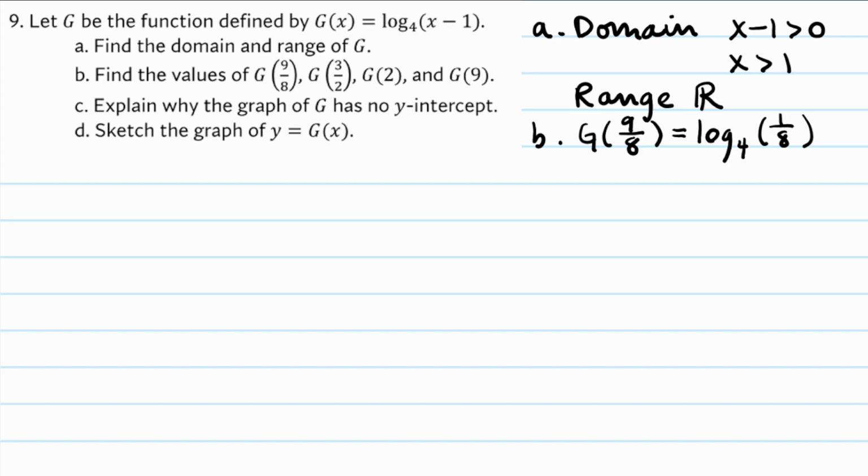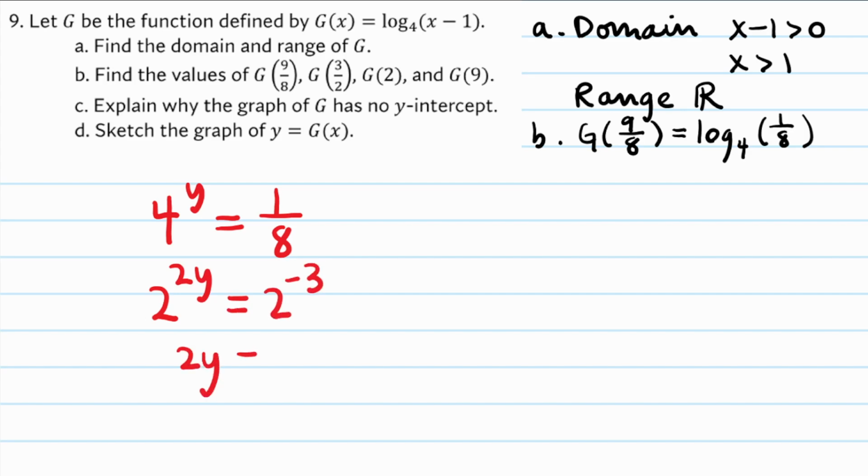Alright, so I'm going to go off to the side and say 4 to the y, because that's really what we're finding, a y value here, g of 9/8. So 4 to the y is equal to 1 over 8. We solved equations like this in the last lesson. We just need to rewrite both of these things as a power of 2. So that means 2y equals -3, and y is equal to -3/2, which we could call -1.5.